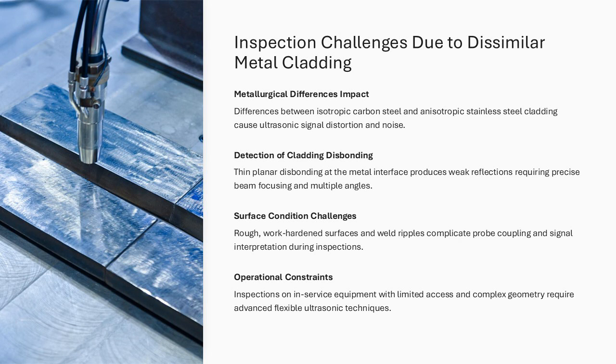This anisotropy disrupts traditional ultrasonic assumptions related to sound velocity and beam direction, often resulting in false indications or missed defects when using conventional single-element ultrasonic testing. Furthermore, the most critical defect of concern, cladding disbonding, occurs at the interface between the two materials and may present as a very thin, planar separation that produces weak reflections. Detecting such defects requires precise beam control, focusing, and multiple inspection angles.